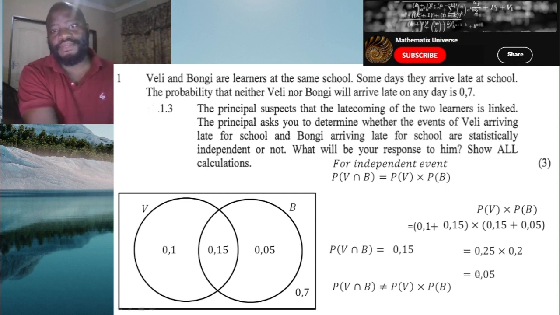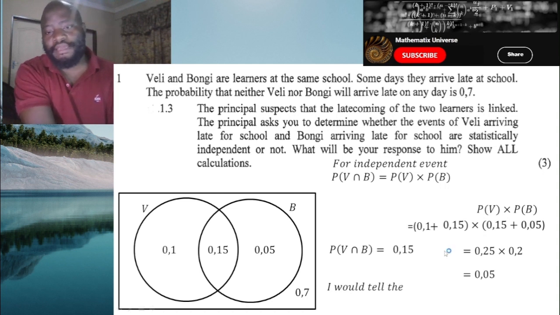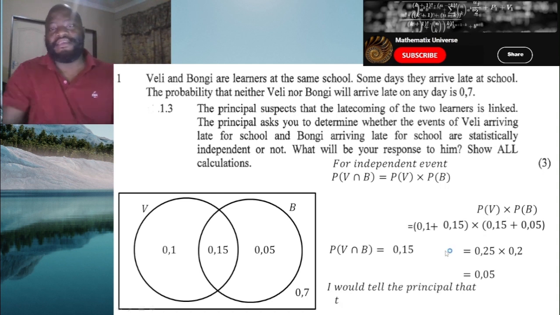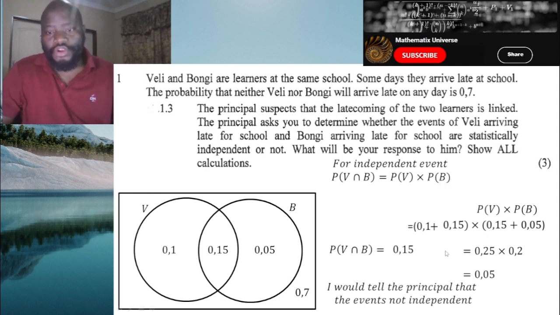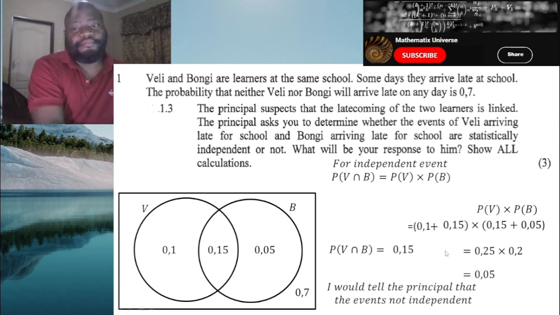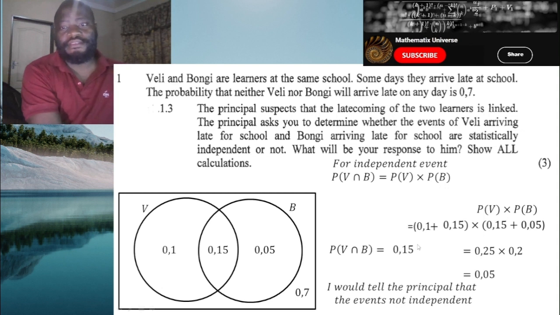Now, how does this affect our solution? What will we tell the principal? The principal would be told that the two events are not independent. So if two events are not independent, it means they're dependent. So it means maybe Bongi and Veli are making each other late, or they wait for each other maybe when they're late. I don't know.